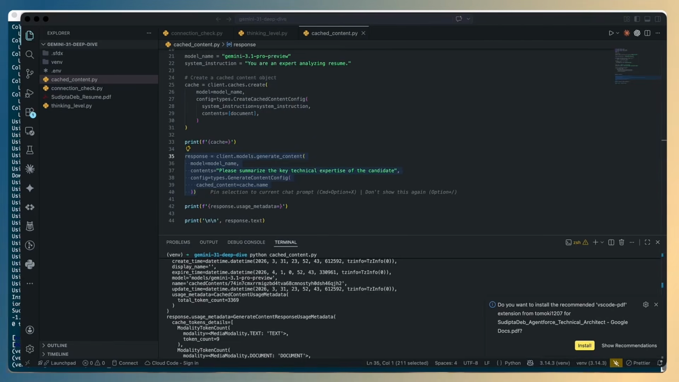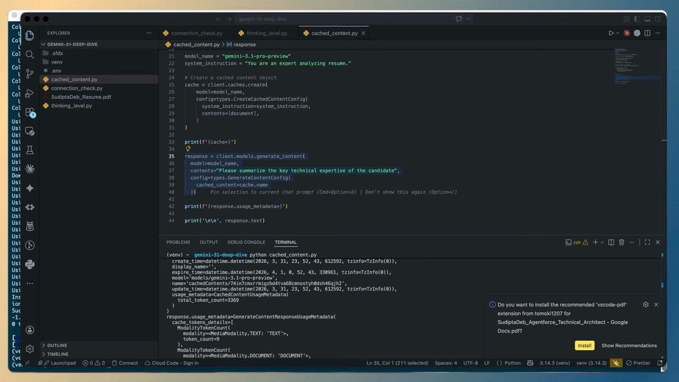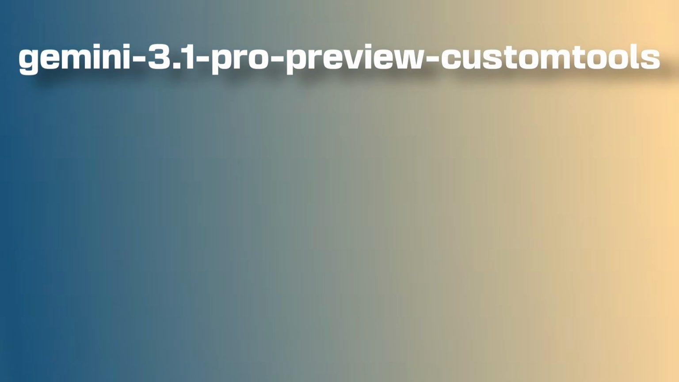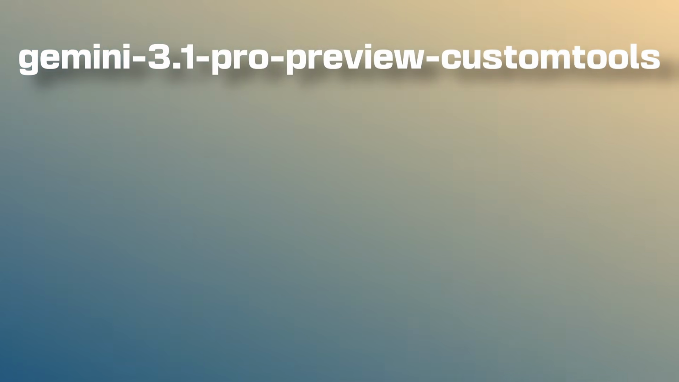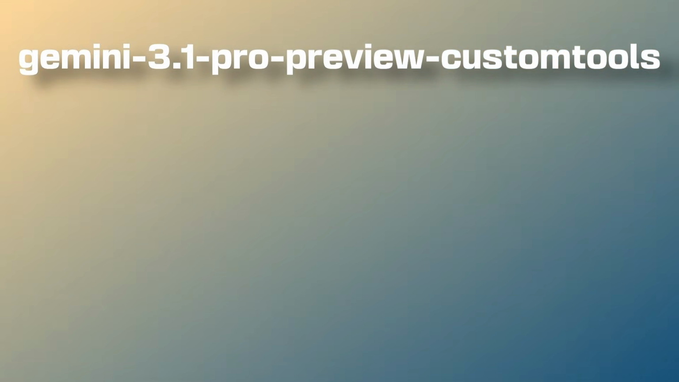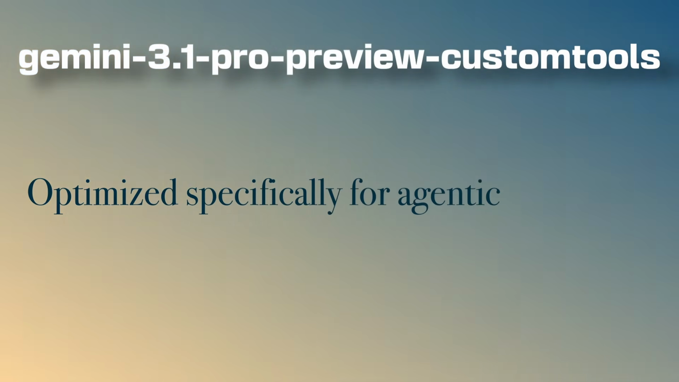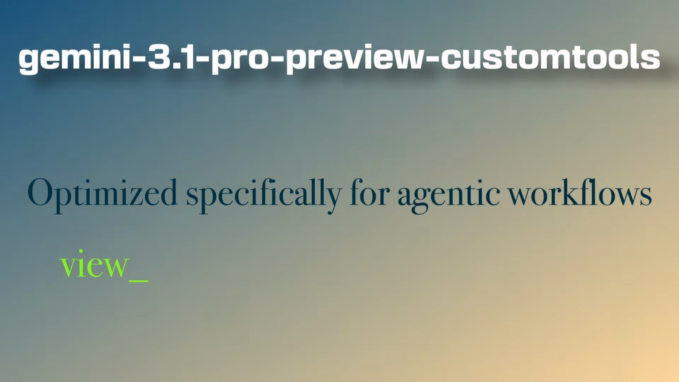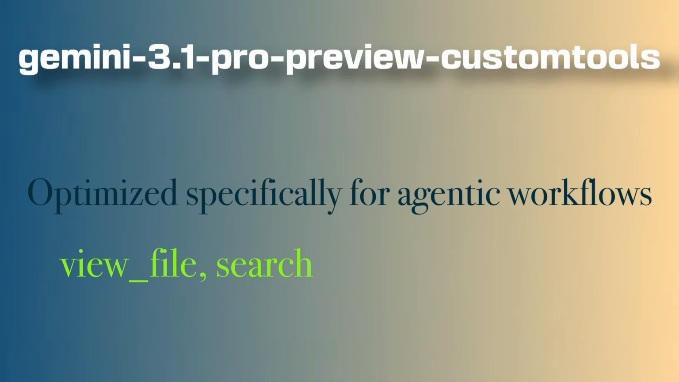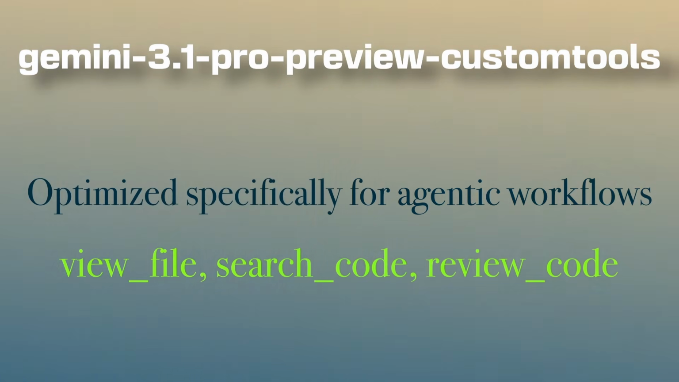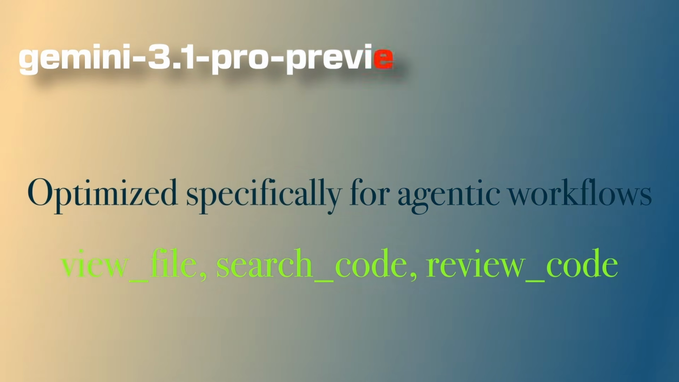With that, it's time to move to my last important feature, which is creating your own custom tool using Gemini 3.1 Pro. In Gemini 3.1 Pro, there is a second endpoint, which is Gemini 3.1 Pro Preview Custom Tools. It's optimized specifically for agentic workflows where you are defining your own tools. For example, view file, search code, review code, do commit, something like that.